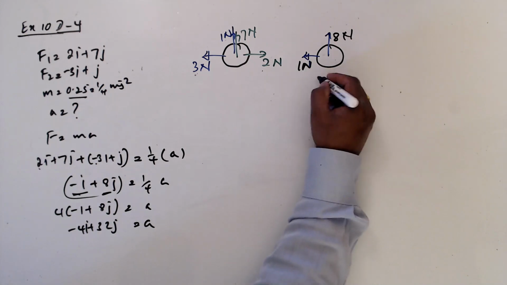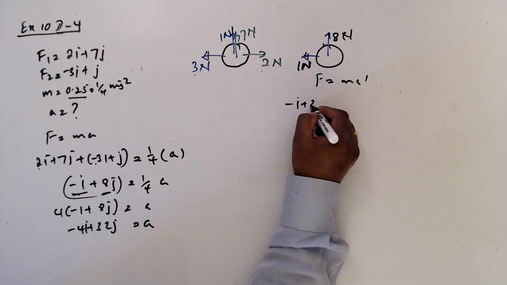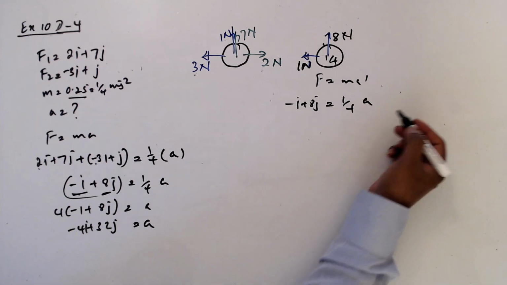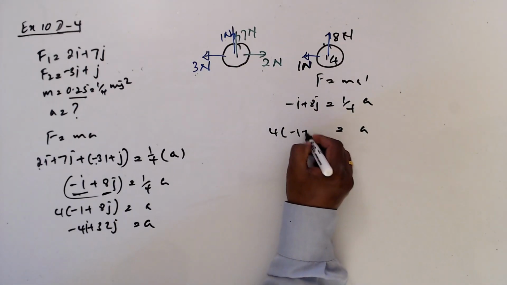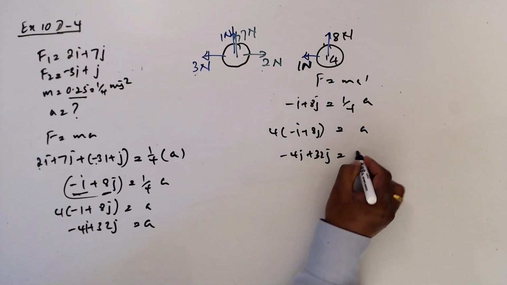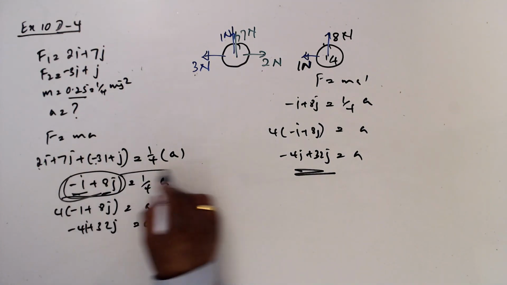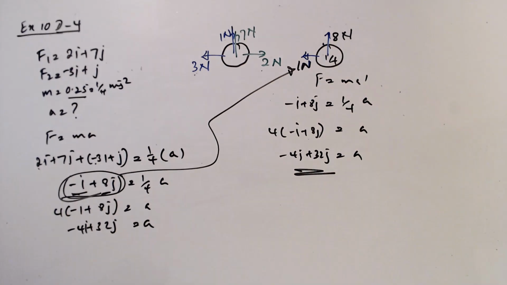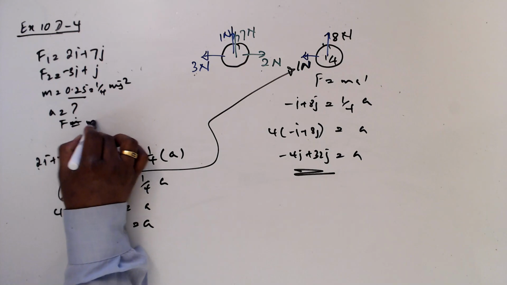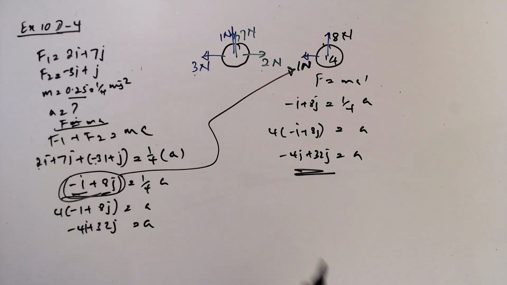Now F equals ma, we put minus i plus 8j equals m, which is 1 over 4, times a. So a equals 4 times minus i plus 8j, which is minus 4i plus 32j. When you simplify this, the force is equal to this system. If you want, you can write one more step here: F equals ma, then F1 plus F2 equals m times a.